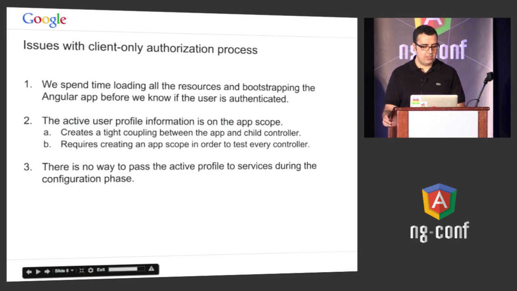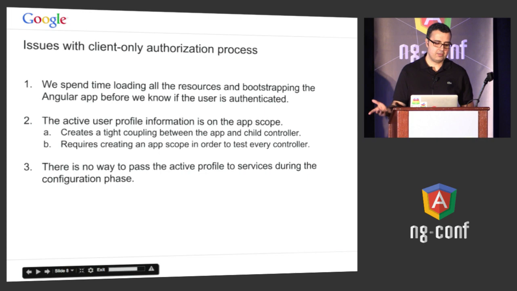The third problem was that we couldn't really pass the active profile around efficiently, and we couldn't pass it to services during the configuration phase. And that's because by the time we issued the request for the active user profile, the modules are already loaded. They're already configured. So we can't really pass in, let's say, the language information. Let's say we have a help directive that shows help information, and we want to say that the language of the user is Japanese, so we want to show it in Japanese.